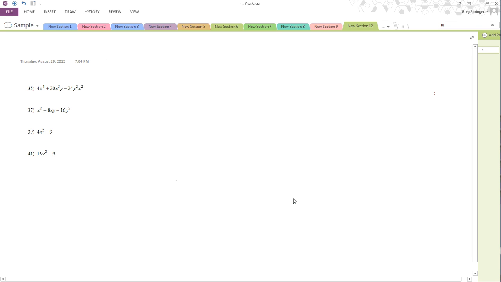Okay, let's try to factor number 35. Start off by noticing that each term can be divided by 4, and also that each term has at least an x squared in it, and that's all common, so we can pull that out. So we're going to start off by taking this 4x squared out, dividing through, and we have x squared plus 5xy, and we have a minus 6y squared.